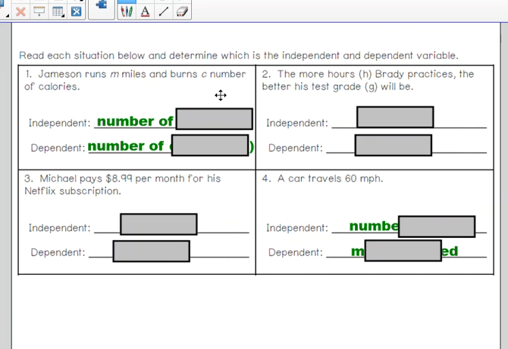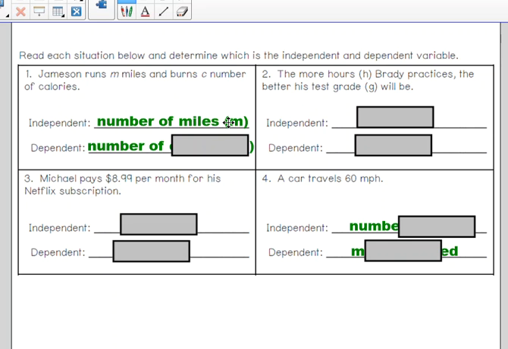Let's look at some scenarios here and just talk through the IV and the DV so we understand which one's which. Number one, Jameson runs M miles and burns C number of calories. So we don't know how many miles, we don't know the number of calories, we're going to use variables. So what's the independent variable here is how much she runs, okay, the distance that she decides to run. So we would just simply say number of miles, and they gave us a variable, so we're going to use that variable in our answer, M.